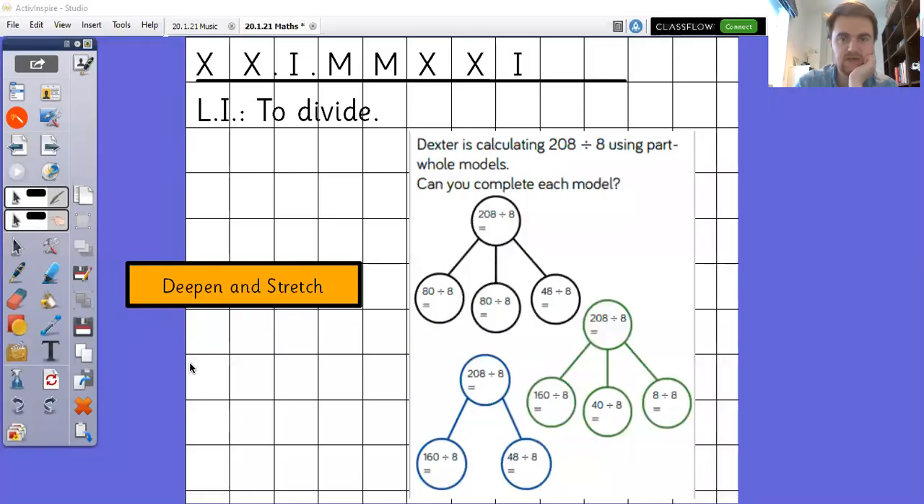So here is your starter activity. Dexter is calculating 208 divided by 8 using part-whole models. Can you complete each model? So you can see there he's got 208 divided by 8 laid out in 3 different ways. This isn't a method that we've looked at, but if you have a look and see how he's partitioned 208, you should hopefully be able to come up with the answers. So have a go with that, and when you're ready, press play again and we will go through the answers.